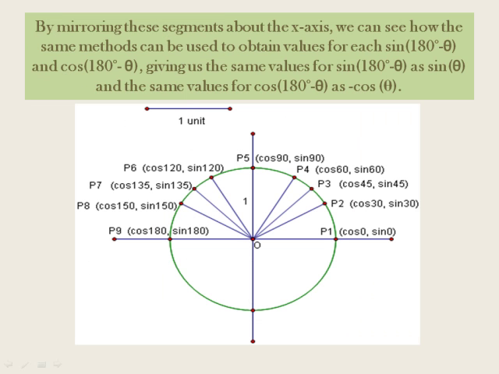By mirroring these segments about the x-axis, we can see how the same methods can be used to obtain values for each sine of 180 degrees minus theta and cosine of 180 degrees minus theta, giving us the same values for sine of 180 degrees minus theta as sine of theta, and the same values for cosine of 180 degrees minus theta as negative cosine of theta.